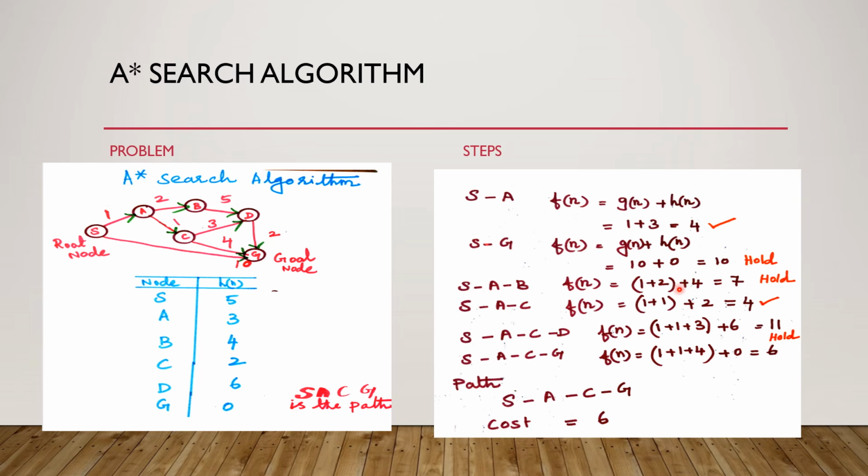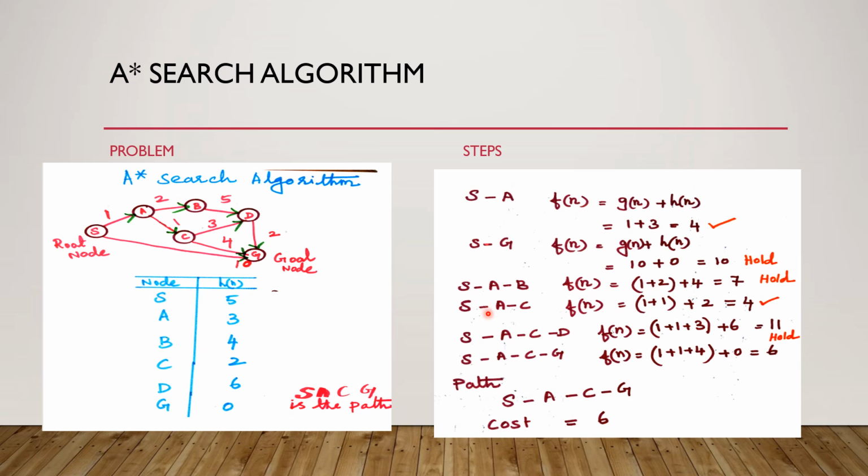Here is a very important thing you can consider. How are we calculating the g of n value? It is the total path cost. S to A, what is the path cost value? 1. And A to B, what is the path cost value? 2. So 1 plus 2 is the total g of n value, plus B. What is the h of n value for B? 4. So 1 plus 2 plus 4 equal to 7.